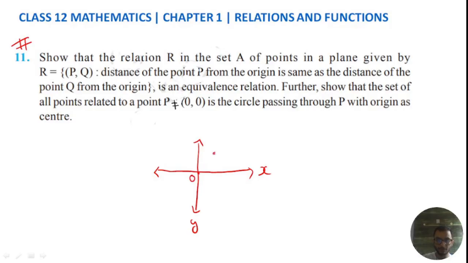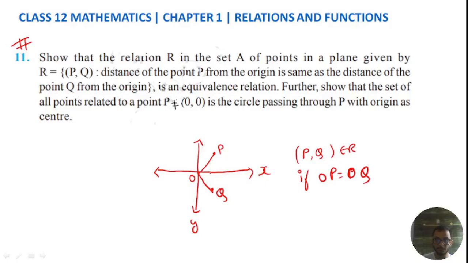Suppose I have one element here and this distance, and suppose I have one element here and this distance is the same. Yeah, it's not looking the same, but you get what I am trying to say. Suppose this is P and this is Q. Then P and Q are related if OP equals OQ. This is the definition of the relation.